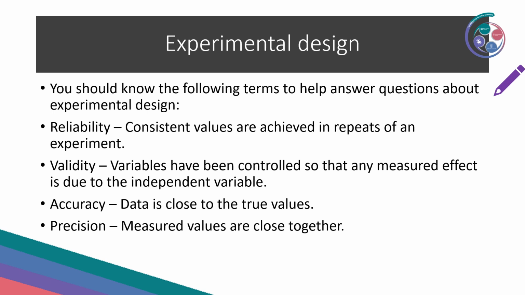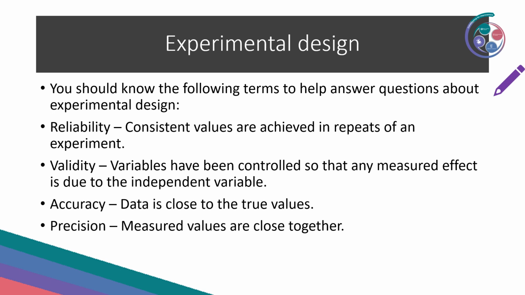Validity is when our variables have been controlled so that any measured effect is due to the independent variable, so the thing that we're changing. So we're definitely confirming that if we are changing X, it is X that is actually causing that effect, so that nothing else is attributed to our potential effect in our study.